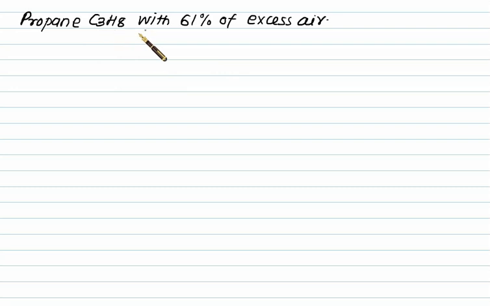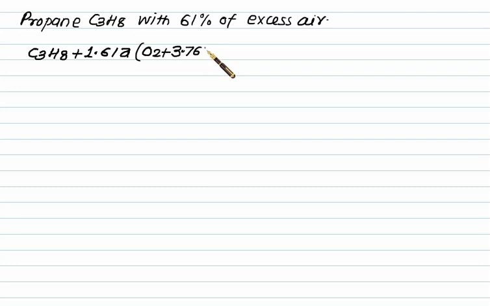If we ask you what is the volume basis: propane, C3H8, is burned with 61% excess air. We'll start our reaction like this. We have C3H8. Since we have 61% excess, we'll write this quantity as 1.61 times A. Oxygen, whenever we have 1 mole of oxygen, 0.6.